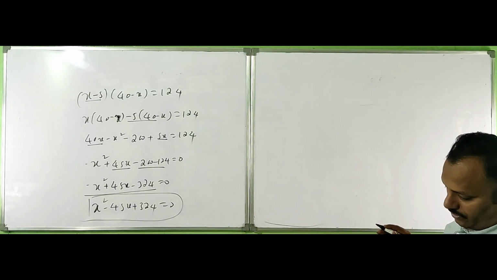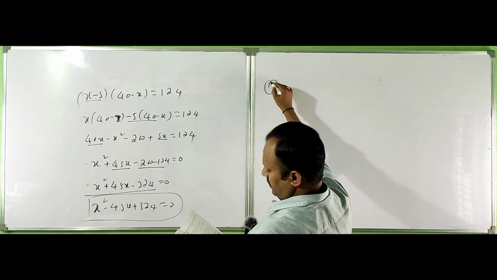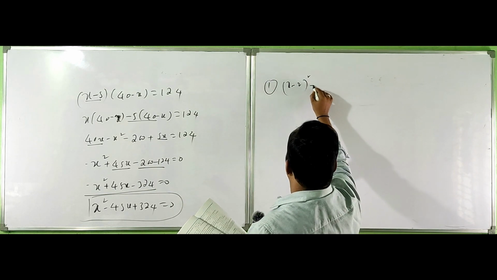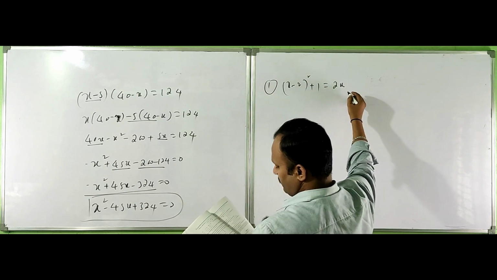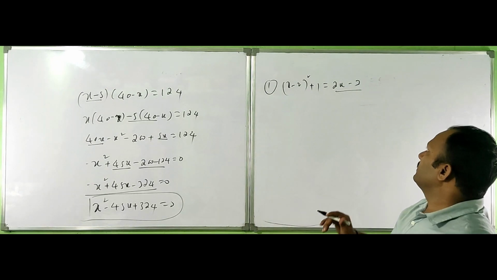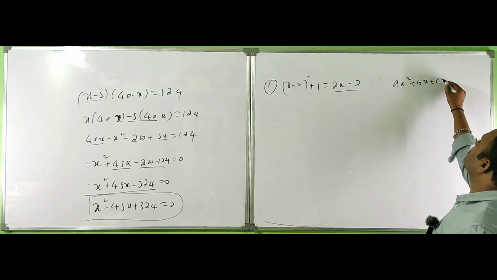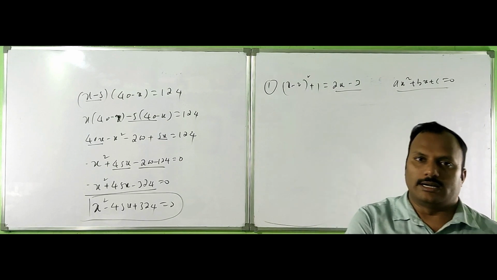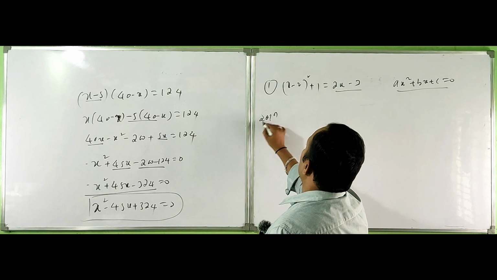Check whether the following are quadratic or not. First one is x minus 2 whole square plus 1 is equal to 2x minus 3, right? Quadratic or not means you should write it in the form ax square plus bx plus c is equal to 0. Then it is quadratic. If there is no x square, it never becomes quadratic. Solution: expand.